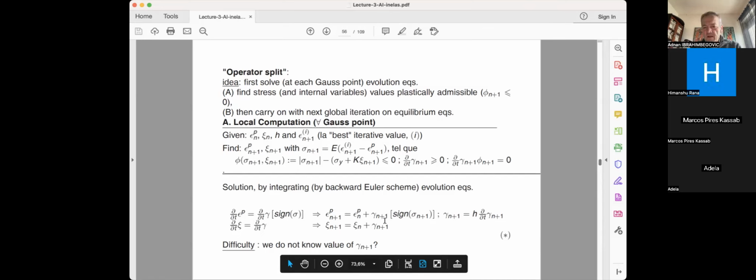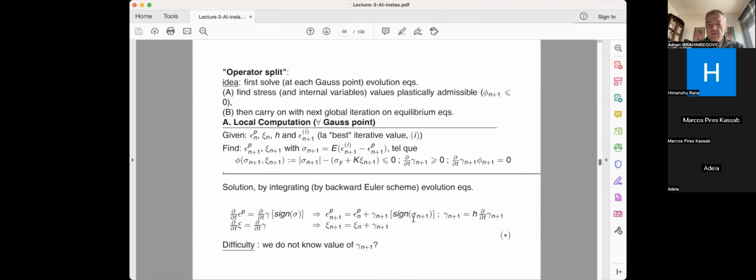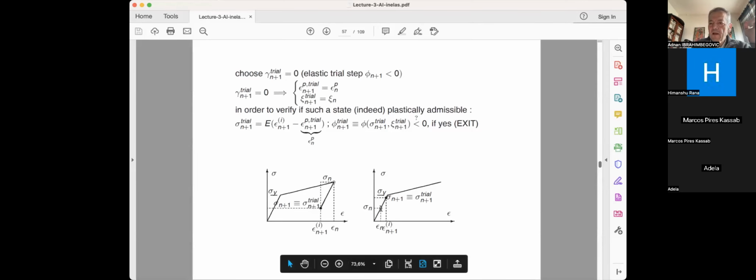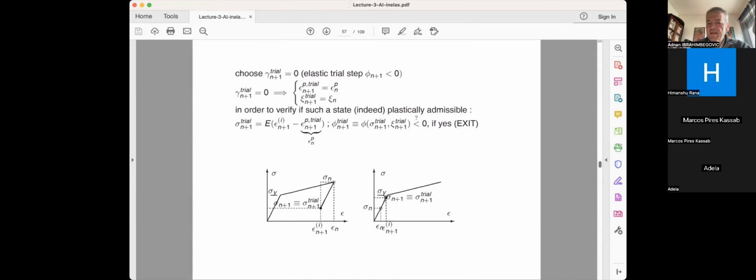But the problem is here, I do not know the value of gamma. I do not know the value of sigma. So what do I do? I know that gamma could be either positive or 0. So I start with the simple case. I start with a guess, computing this equation, that gamma is equal to 0. That would imply that I'm undergoing an elastic step. What that means is basically I have been here at time tn, and when I'm going to n+1, I never really left the elastic domain.